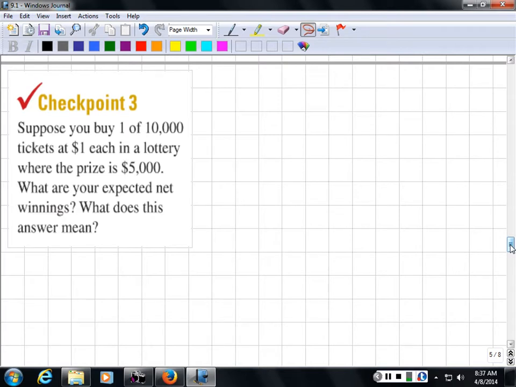So let's talk about this for a moment. What do I actually have going on here? Well, there are 10,000 tickets, and they cost $1 each. Okay? So 10,000 tickets.